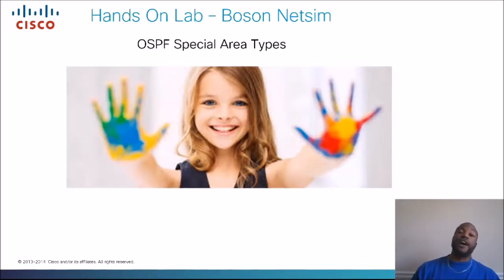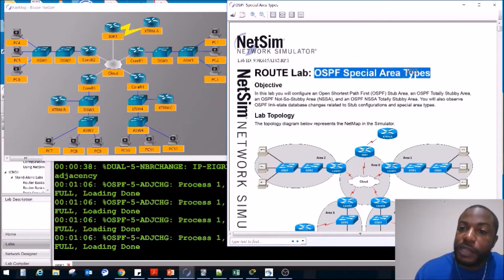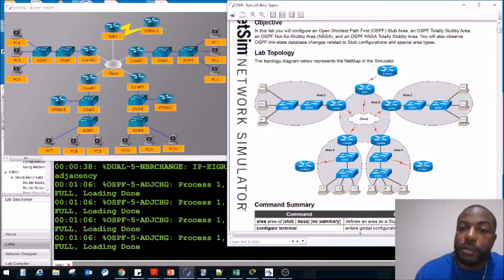So let's go ahead and fire up Boson NetSim. Y'all know I've been liking that application so far to learn about these topics, and we'll go ahead and experiment with OSPF special area types. All right, so here's the lab we're going to be working with today. Route Lab, OSPF special area types. Here's the topology we're going to be working with.